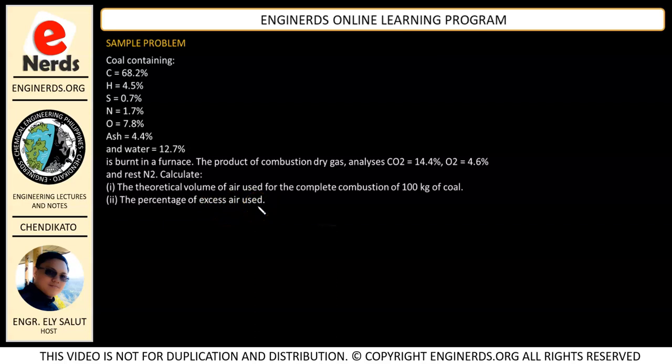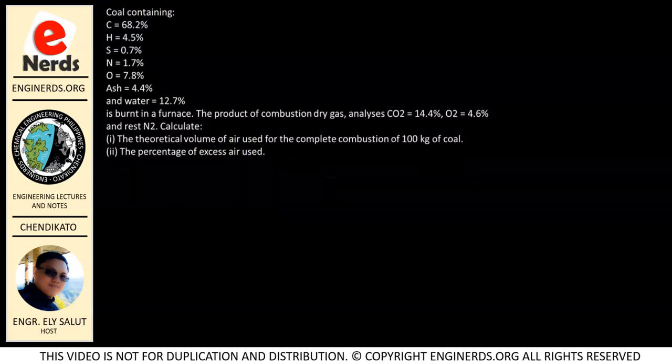Okay, so katulad ng dati, para hindi tayo mahirapan, let us draw a diagram first, para ma-visualize natin yung ating situation. So we have a furnace. And then, ang ating fuel is 100 kg of coal. Okay, so we have 100 kg of coal. So, given sa atin yung composition ng ating coal, no?